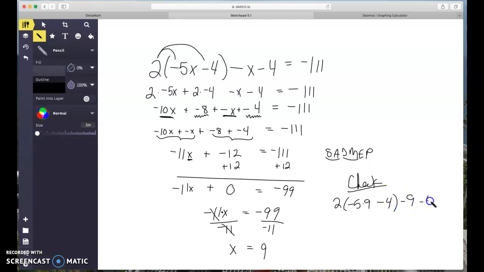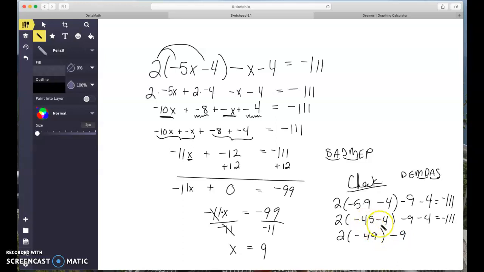minus 9 minus 4 equals negative 111. All right, so I'm going to follow PEMDAS. Now I'm going to do PEMDAS, right, to simplify. So I'm going to do what's inside my parentheses first. So I'm going to multiply and then subtract. So negative 5 times 9 is negative 45, minus 9 minus 4 is negative 111. Then negative 45 minus 4 gives me negative 49.